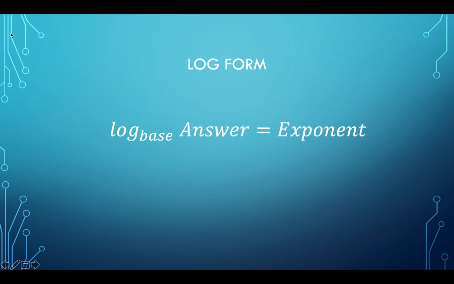Some little information that you need to know moving forward. Our log form is always going to be seen like this. You're always going to see the word log, and then tiny underneath it, you're going to see base and a number in there. Then you're going to have a big number. When I'm talking small and big, I'm talking font size. Then you're going to have a number, and that's going to be your final answer, and it's going to be equal to our exponent. We're going to practice this in a couple minutes. I promise it's easier than it sounds.